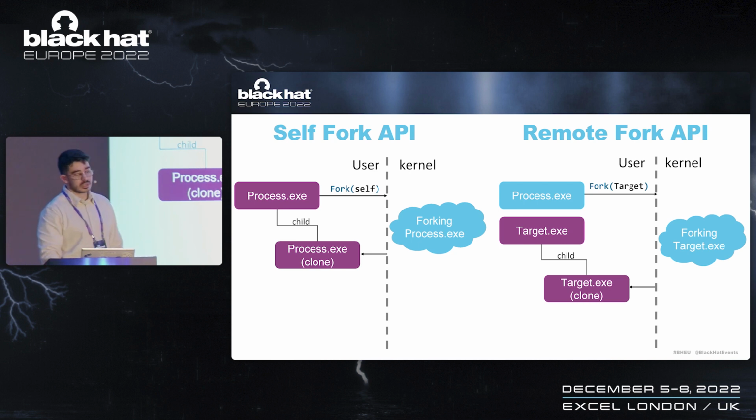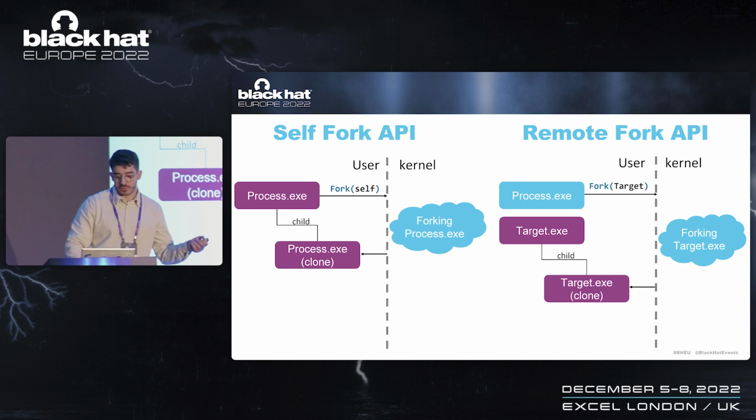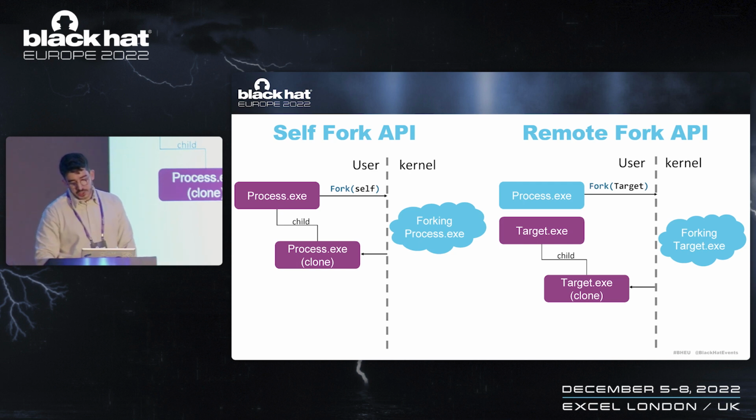In the self-fork, a process will request the kernel to fork itself, causing a fork to be created, which is identical to the calling process. In a remote fork, which is allowed in Windows, the process can request from the kernel to fork a different process, the target process, which is done in the reflection and snapshotting mechanisms. Then the kernel will create a target clone for the process, and the target clone will be considered the target's child.